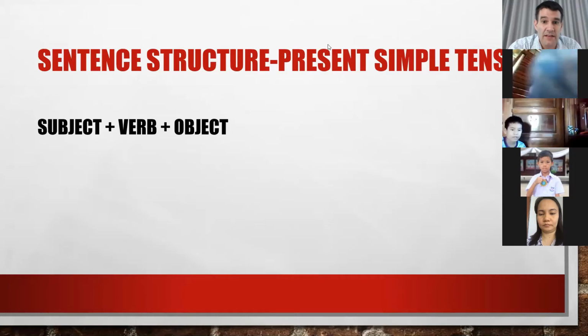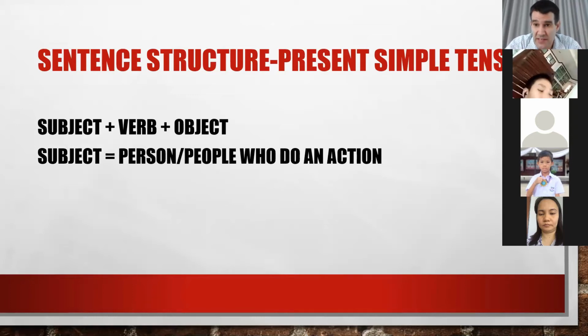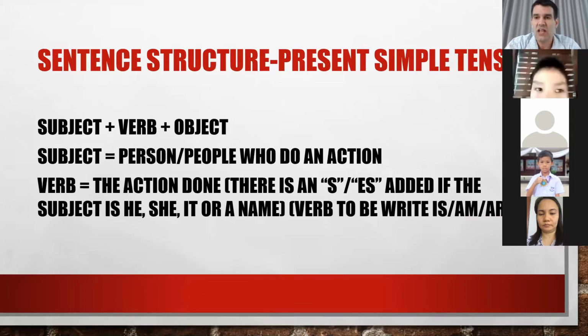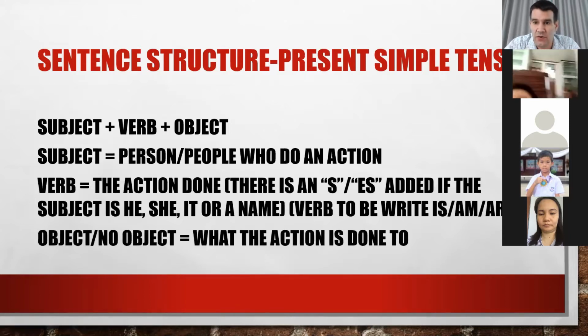So for a positive sentence, you write subject, verb, object. This is the easiest type of sentence. So the subject is the person who is doing an action. A verb is the action that is done. And there you must add S or ES if the subject is he, she, it, or one name. The verb to be is a little bit different. You write is, am, are. And then you can have an object or no object.